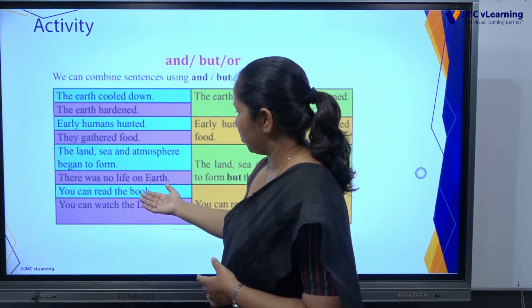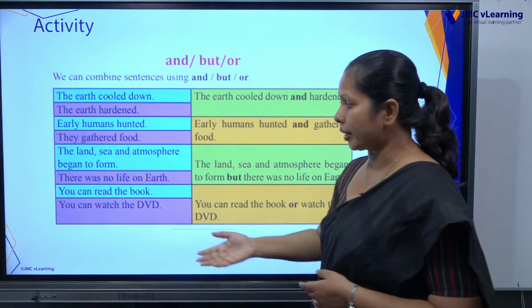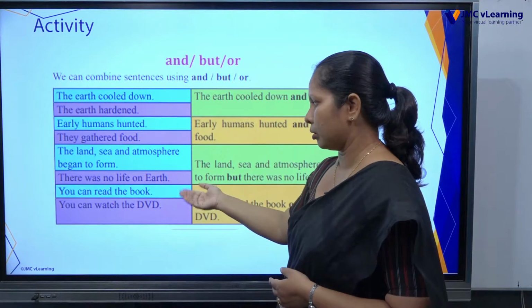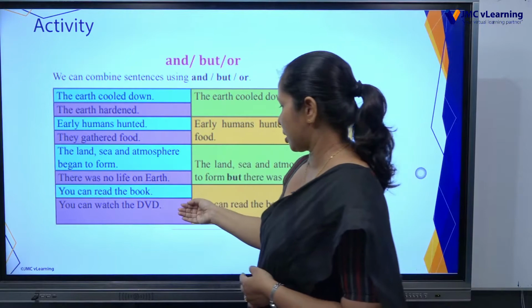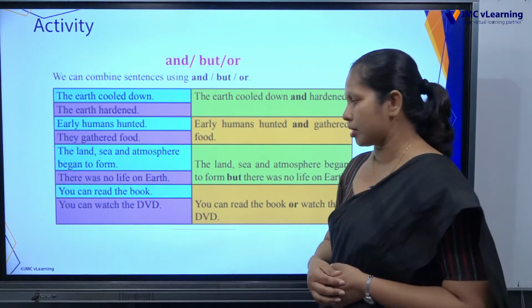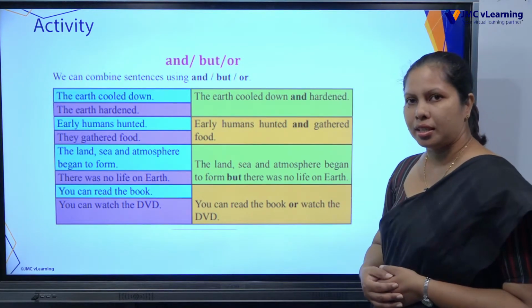You can read the book, you can watch the DVD. Here there is a choice for you. Either you can read a book or you can watch a DVD. So, you need to decide. So, we can use the conjunction or when there is a choice. You can read the book or watch the DVD.